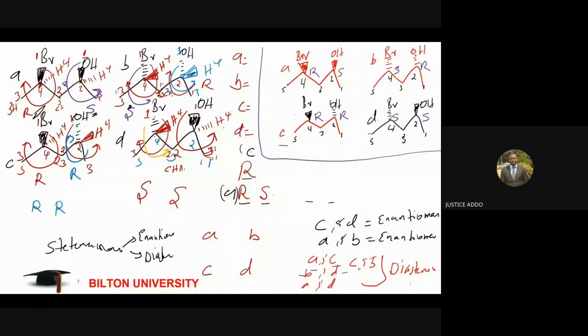But beyond that, we also have cyclic compounds, okay? All compounds are not straight chains. The examples we've given so far are all open chain organic compounds. What about when you have cyclic systems? How do we assign, how do we describe the stereochemistry? And that's what I'm going to take you through with some examples.